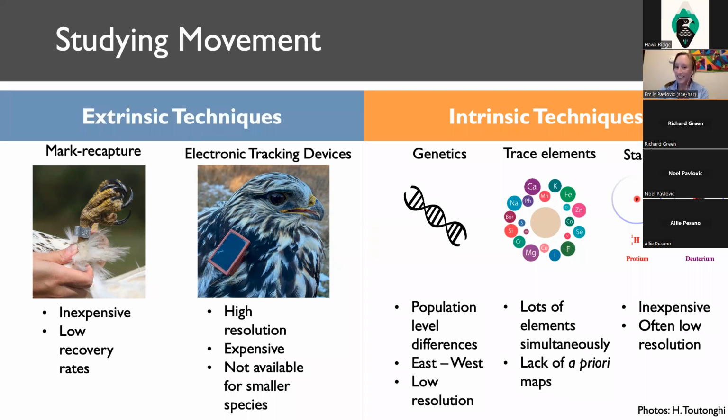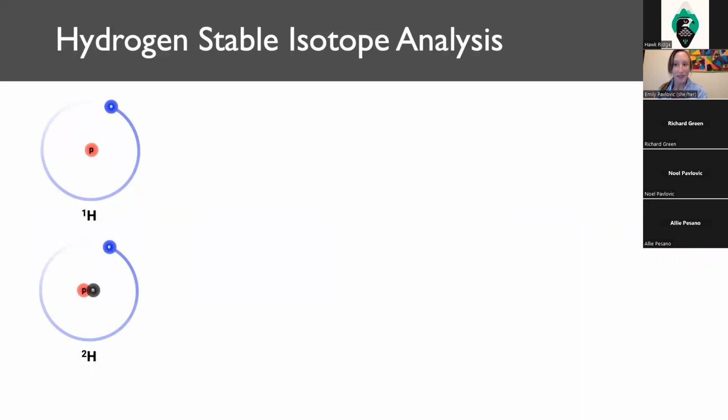But for this talk today, we're going to talk about how we can use stable isotope analysis of feathers to learn about the natal origins of raptors during fall migration. So first of all, we have to do a bit of a chemistry lesson. I love this part. I was a biochemistry major in college, and so this is where I thrive.